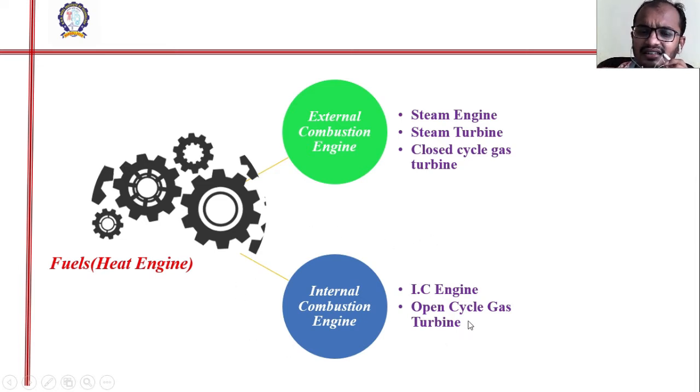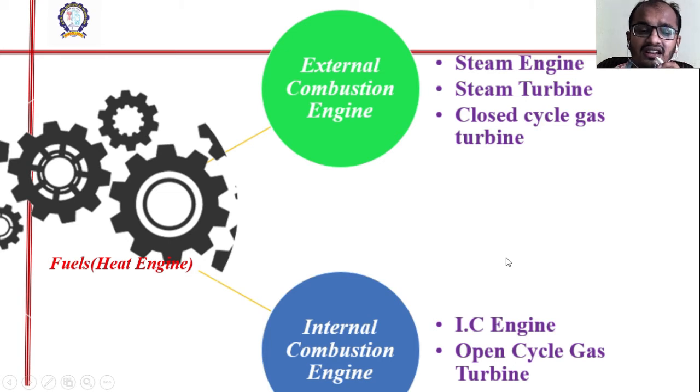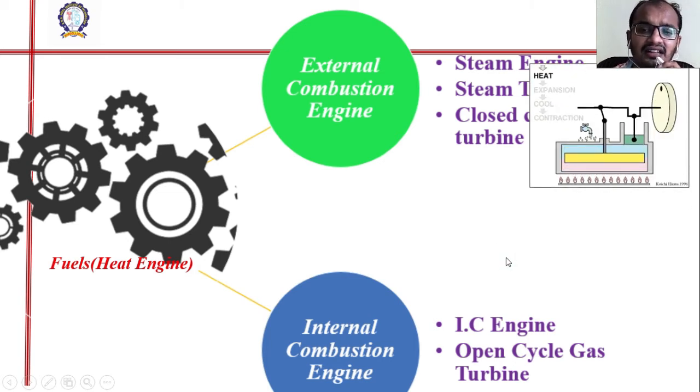An internal combustion engine, or IC engine, is basically the reciprocating type, while the open cycle gas turbine is in the category of rotary engine. So the IC engine is basically the reciprocating one, and the open cycle gas turbine is basically the rotary type engine. We'll see in brief in the next section how each and every part is differentiated based on the external combustion engine and the internal combustion engine.